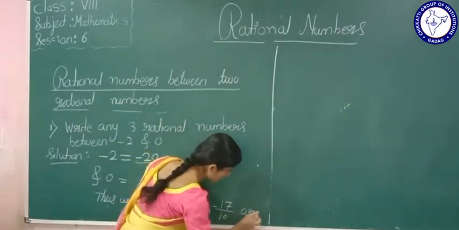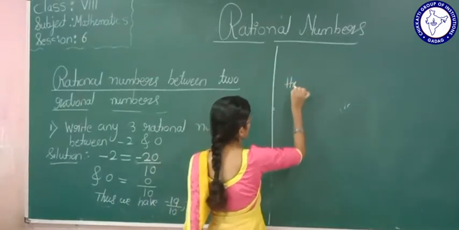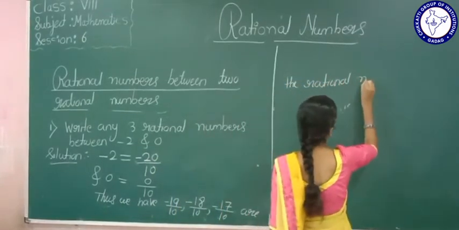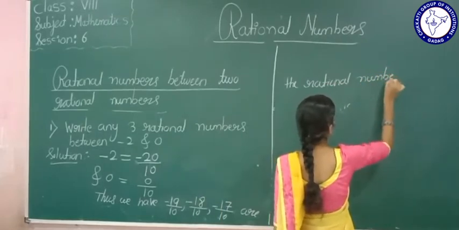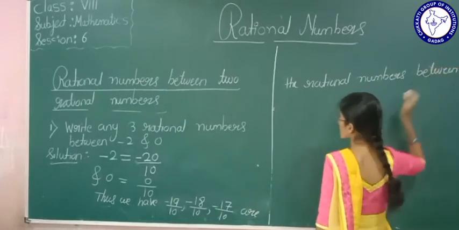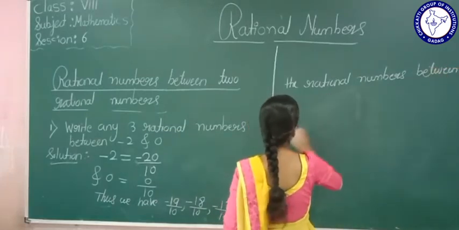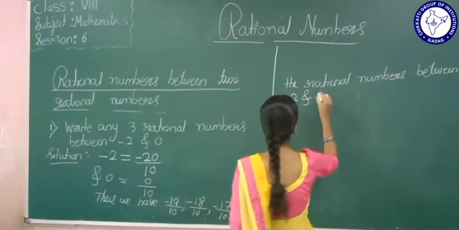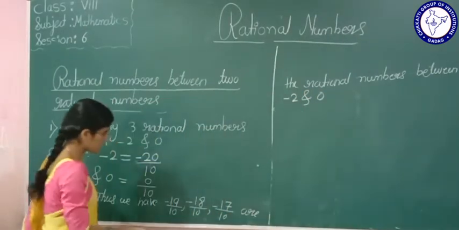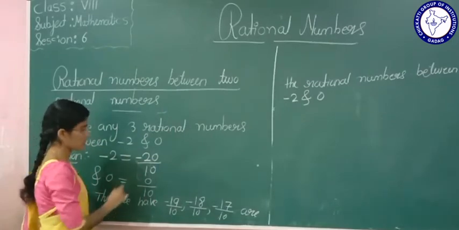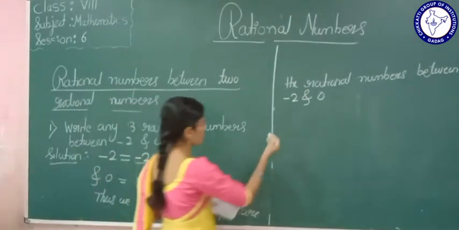are the rational numbers between -2 and 0. They asked only 3, that's why I wrote only 3. Okay, but we have so many rational numbers here. Now see the second question.